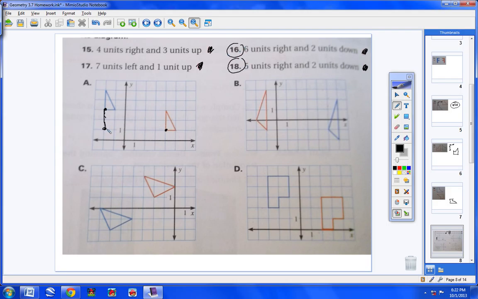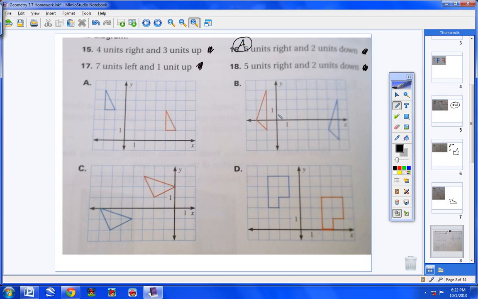And then we went to the right. Now you don't count where you start. So you take your pen, you go 1, 2, 3, 4, 5, 6. So we went down 2 and to the right 6. And here it is, right here. 6 units to the right and down 2. So there we go. So 16 would be letter A.